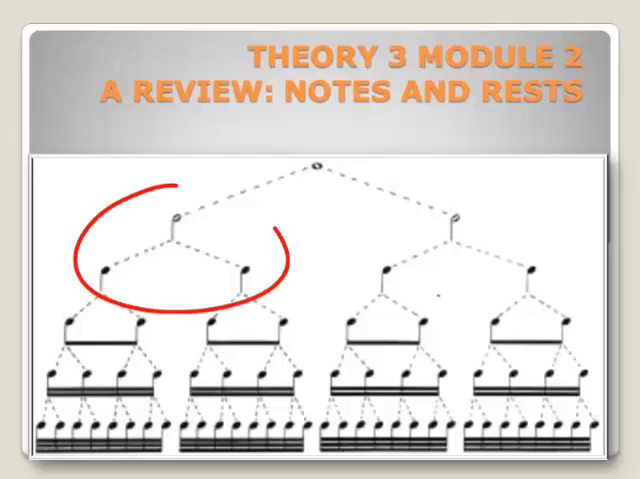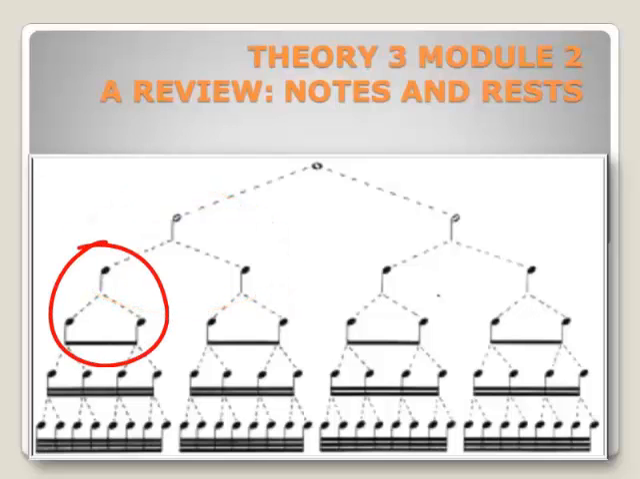Let's look at the half notes. 2 quarter notes equal a half note. Next we have the quarter notes. 2 eighth notes equal a quarter note. Now let's look at the 16th notes. 2 32nd notes are going to equal a 16th note. I know you know this, but it doesn't hurt to review it.